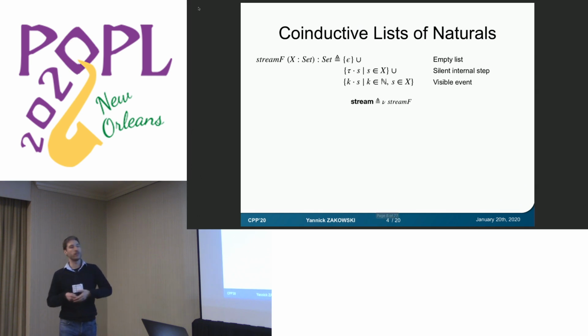And so, of course, we are concerned with the greatest fixed point of this functor, so nu for the greatest fixed point. And we won't really worry how we take the greatest fixed point as far as the data type is concerned.